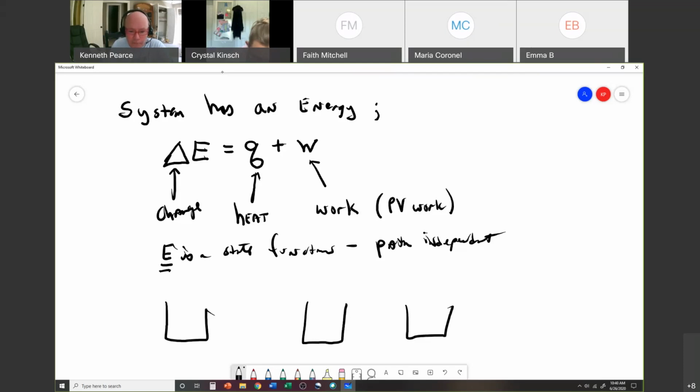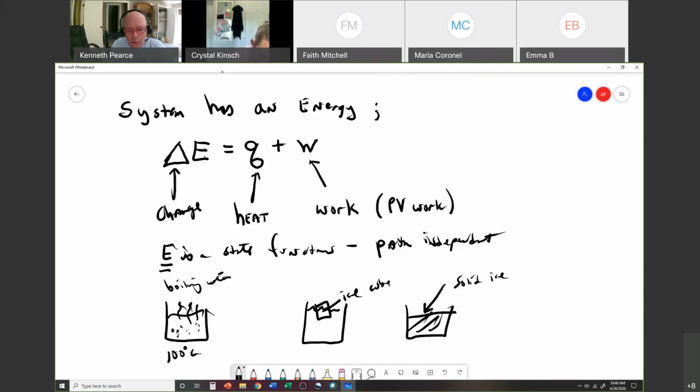Let's say you have water here, and you have an ice cube, and here you have solid ice, and here you have boiling water, and it's boiling away. All right, but it's the same amount of water. These are bubbles, by the way, and this is 100 degrees Celsius. This is 0 degrees Celsius, because if you have ice and water at the same time, it should be 0 degrees Celsius. And solid ice, let's say this is minus 100 degrees Celsius.